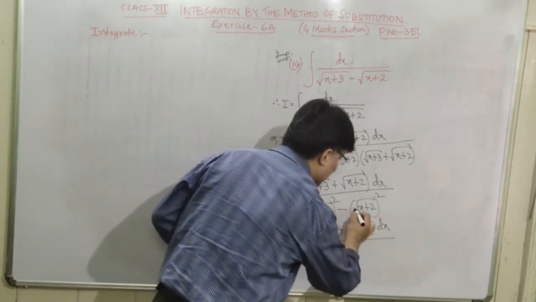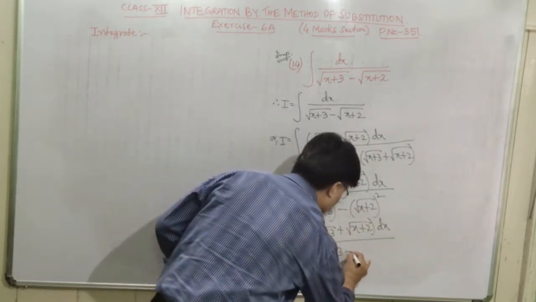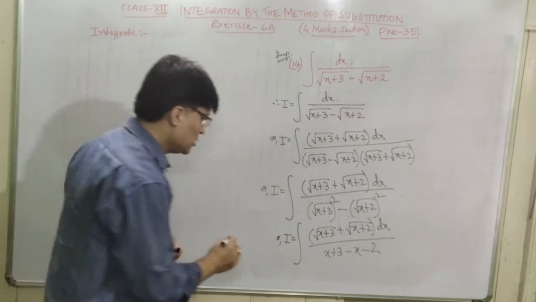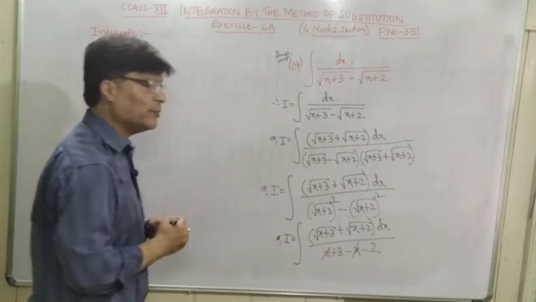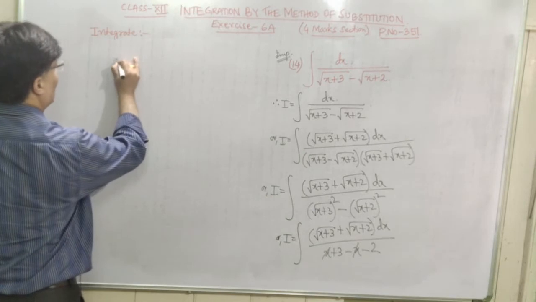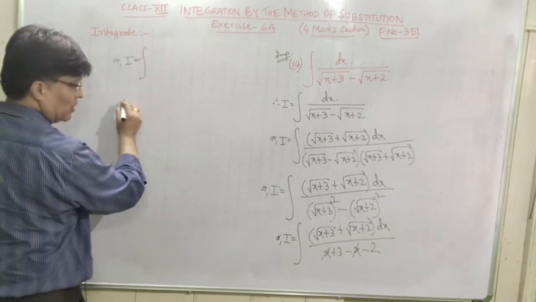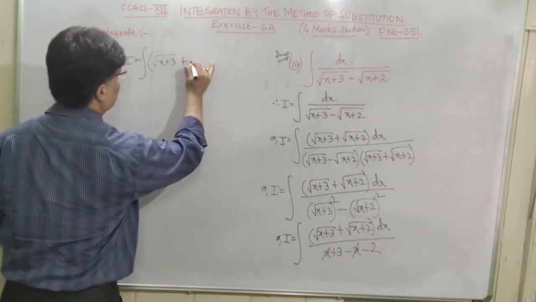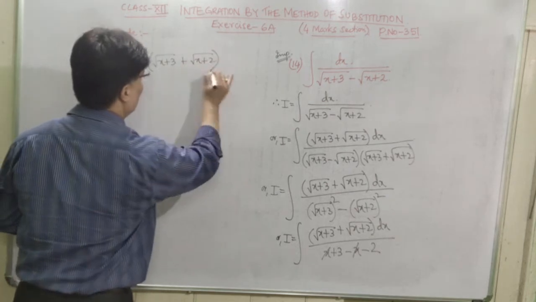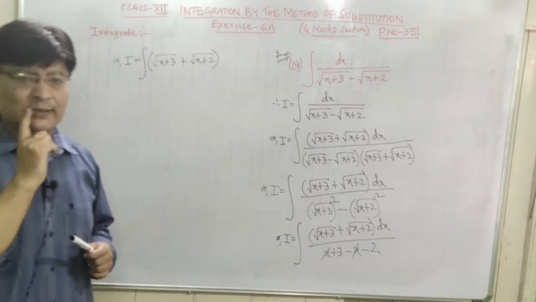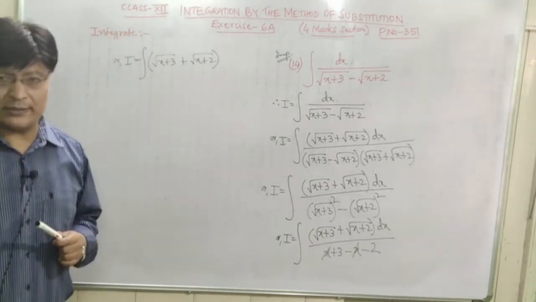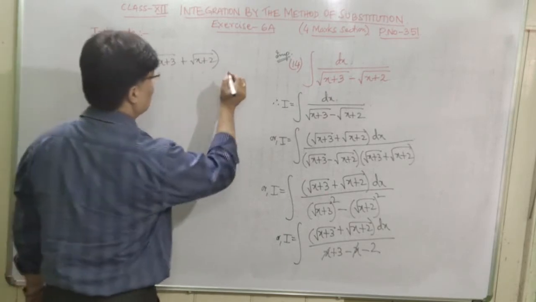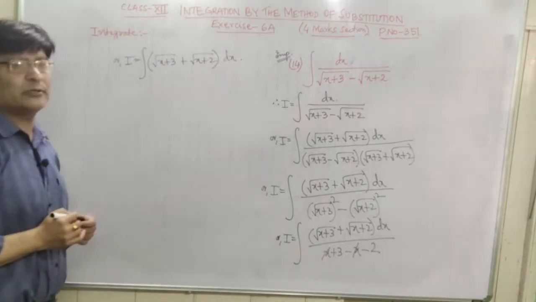But because of this minus sign, here the sign changes. That is minus x minus 2. Is that clear? So here x gets cancelled. What is 3 minus 2? That is 1. So I is equal to the integration of, within bracket, root over x plus 3 plus root over x plus 2, whole divided by 1. Since there is 1 in the denominator, you don't have to write it. Don't write 1 in the denominator. It is understood that it is 1. So then dx.